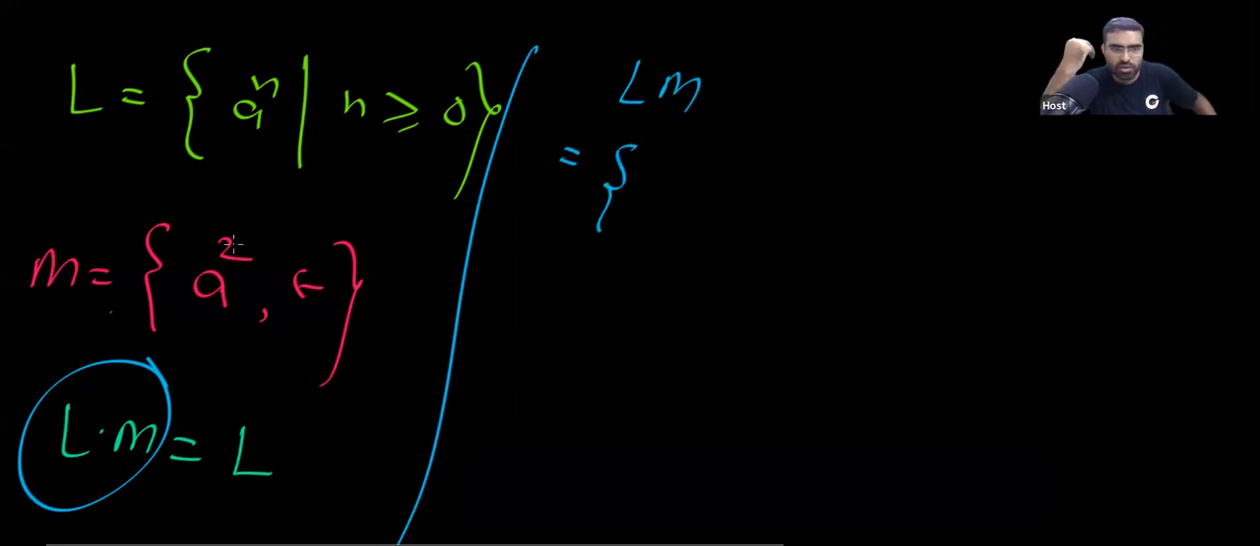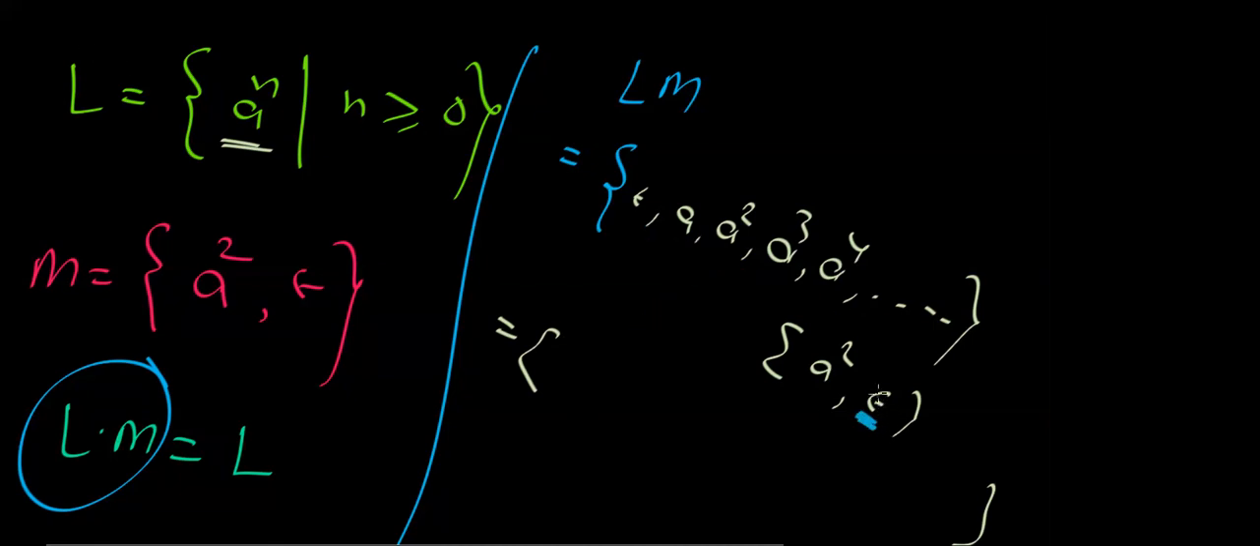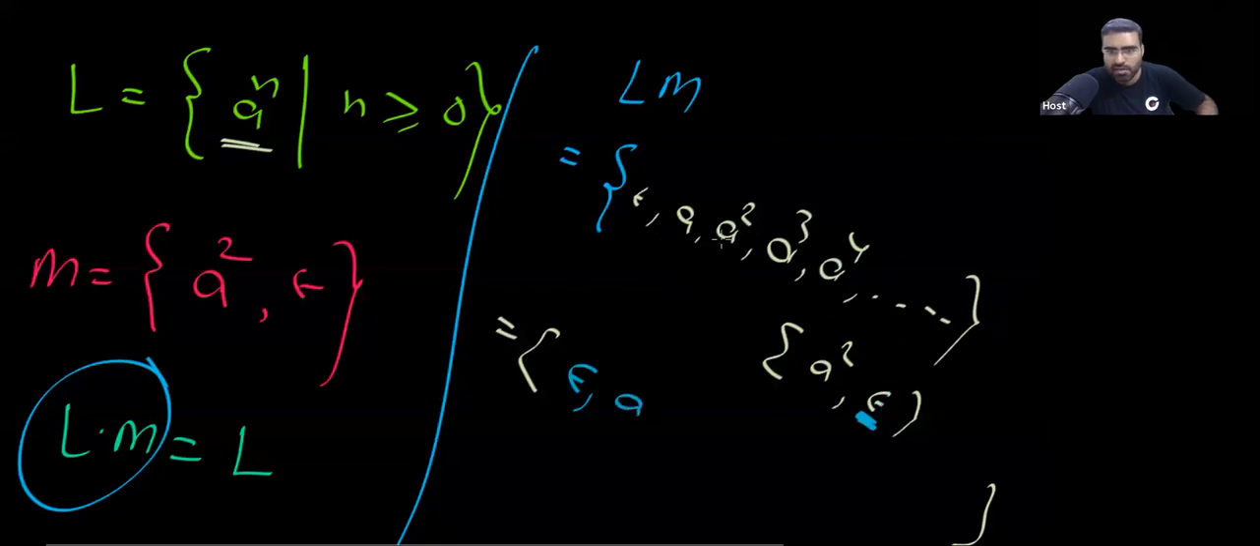Okay, sir, L is what? Your L is epsilon, a square, a power 3, a power 4. And what is your M? That is a square, epsilon. Now see, because of this, all these will come. This epsilon will give you epsilon. This a epsilon will give you a. This a square epsilon will give you a square. That a cube epsilon will give you a cube. A power 4 epsilon will give you a power 4.